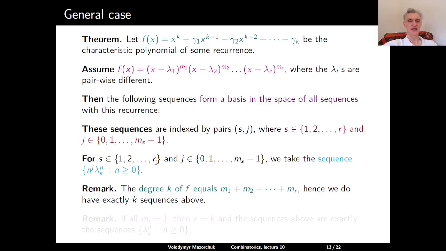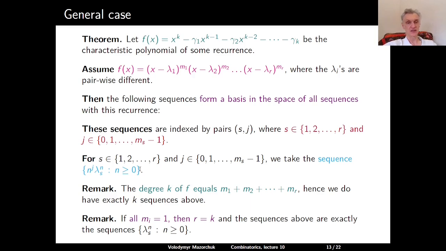So note that the degree k of our polynomial equals m_1 plus m_2 plus and so on plus m_r, so the total number of elements here is exactly k. So we really have a k-dimensional vector space, and here we have a basis consisting of k elements. And also, if all m_i's are equal to 1, then r is equal to k, of course, and then j can only be 0, and so the first term disappears, and we only get the geometric series which correspond to roots. That was exactly our previous theorem.